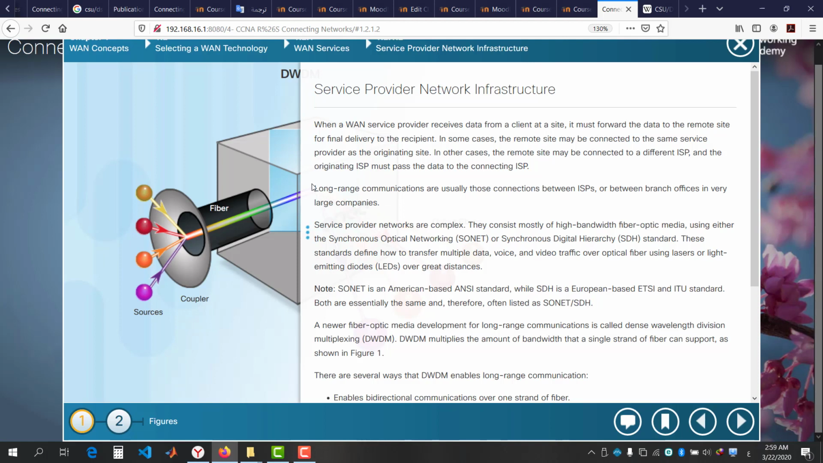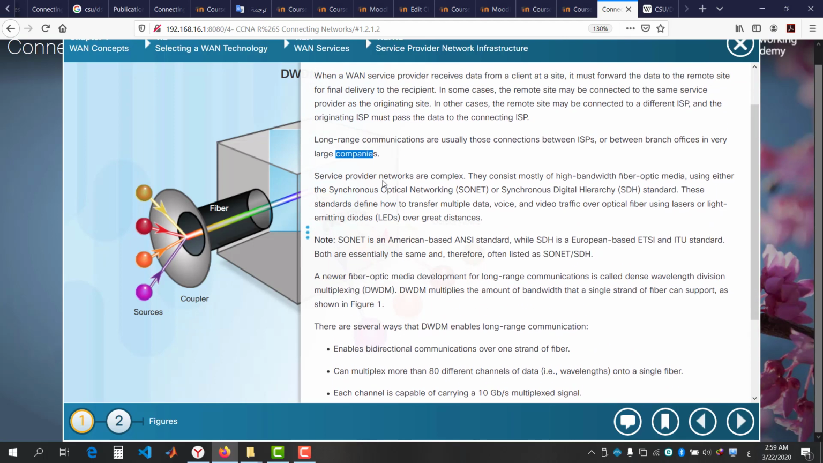This requires long range communication, which is usually a connection between the ISPs, which here we call WAN providers, or between the branch offices in a very large company. The service provider networks are complex. They consist of high bandwidth fiber optic media and either Synchronous Optical Network, which is called SONET, or the Synchronous Digital Hierarchy, SDH, standard. These are standards that define how to transfer multiple data, voice, and video traffic over optical fiber using laser or LED, which stands for light emitting diodes, over great distances.